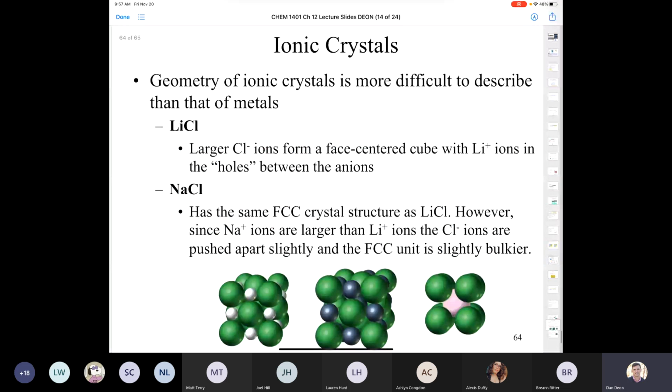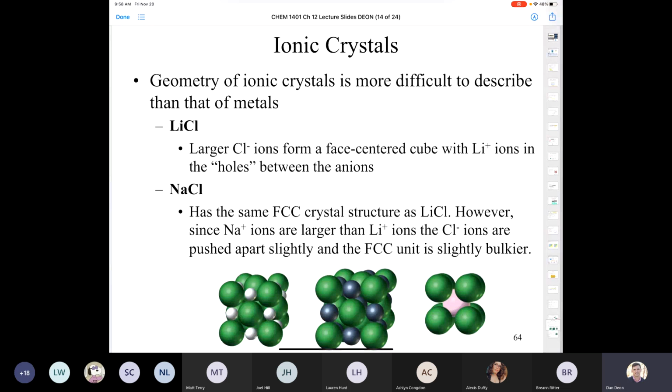Now, the geometry of ionic crystals is going to be more difficult to describe than that of metals. Why? Because in a metal, all the atoms are going to have the exact same size. Whereas in ionic compounds, if I compare lithium chloride and sodium chloride, well, the chlorides both have the same size, but a lithium cation is smaller than a sodium cation, isn't it? Why? Because lithium has a lower principal quantum number than sodium, or an easier way to put it would be sodium is further down in the group, right, in group 1A.